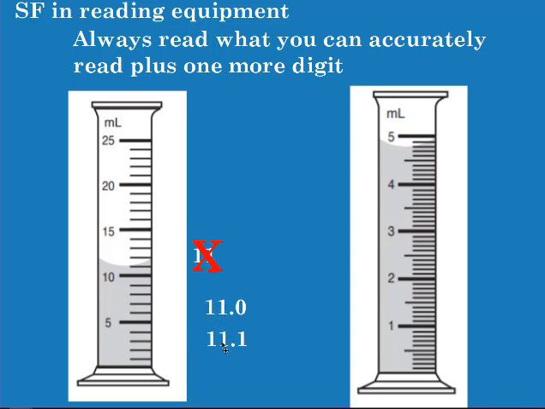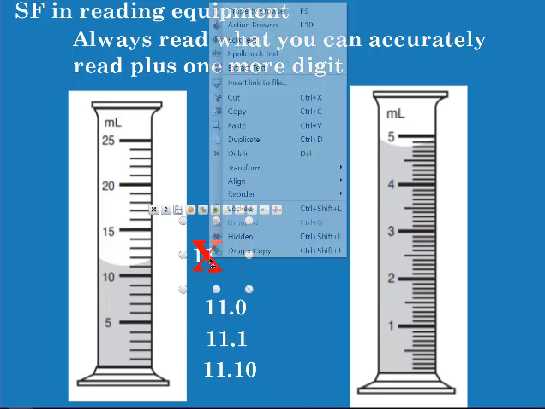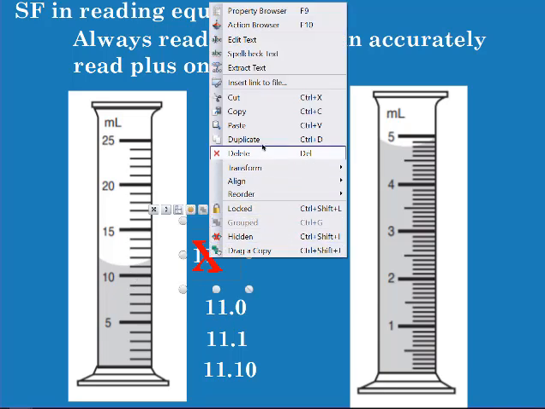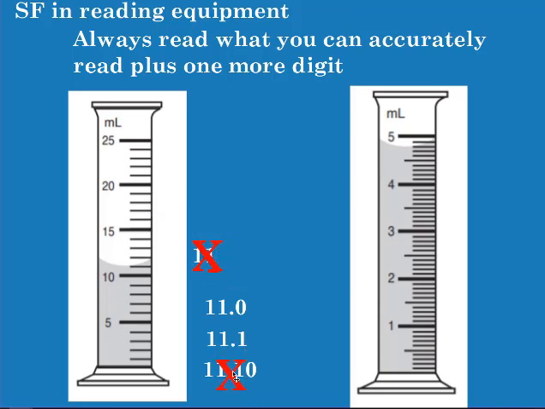We know for sure it's 11. We don't know the 10th place. Along the same lines, I can't say 11.10 because that means I know for sure it's 11.1. But based on this graduated cylinder, I don't know it's 0.1. I'm guessing that it's 0.1 or 0.0. And then make sure that you're putting units on your answer.